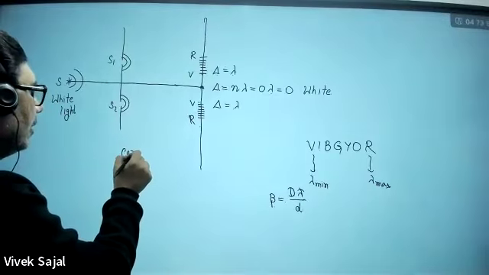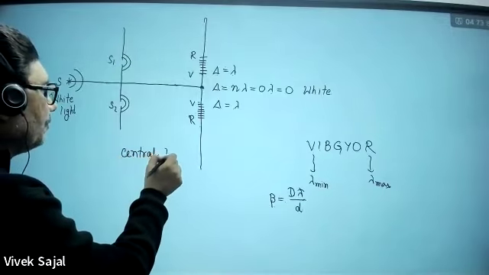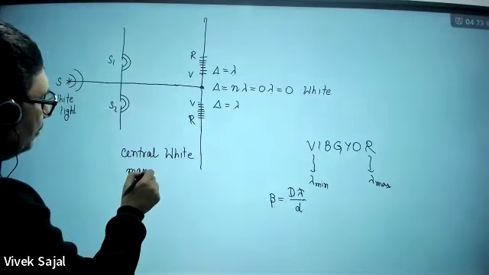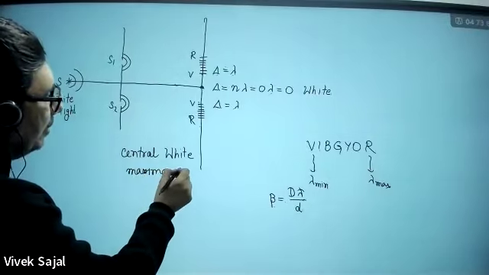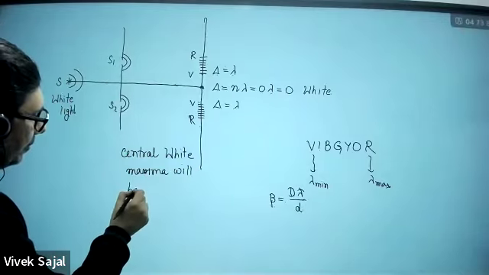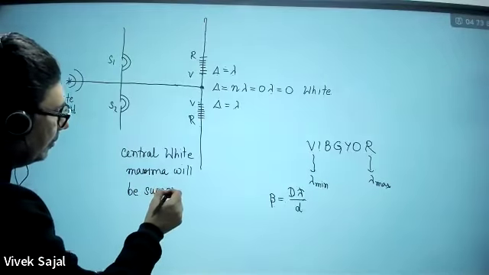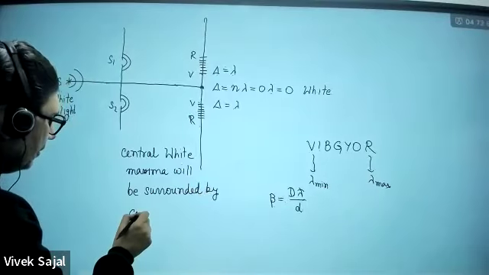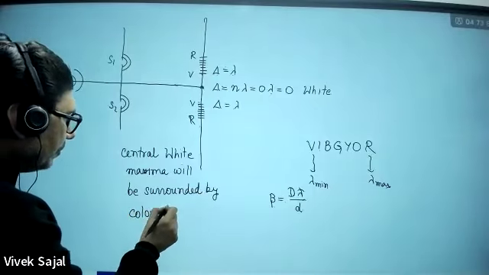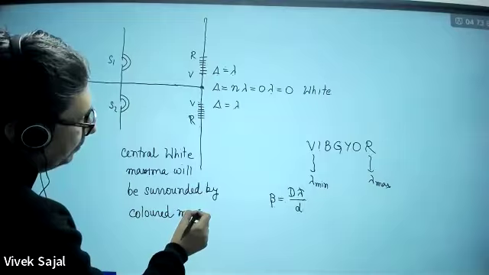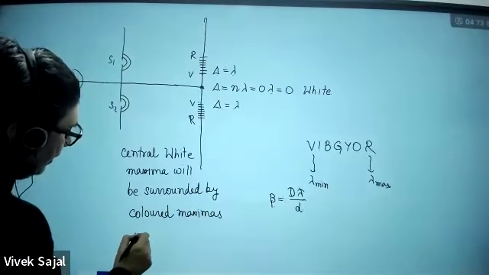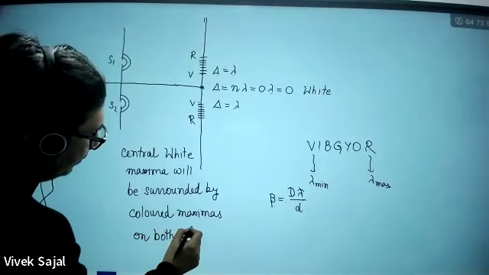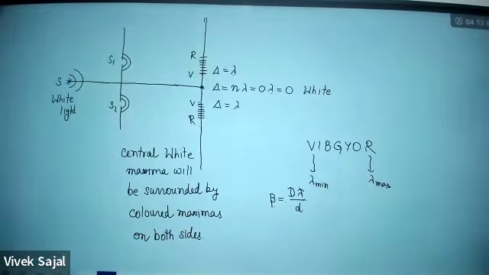So basically, the central white maxima will be surrounded by colored maxima on both sides. You are going to get this.